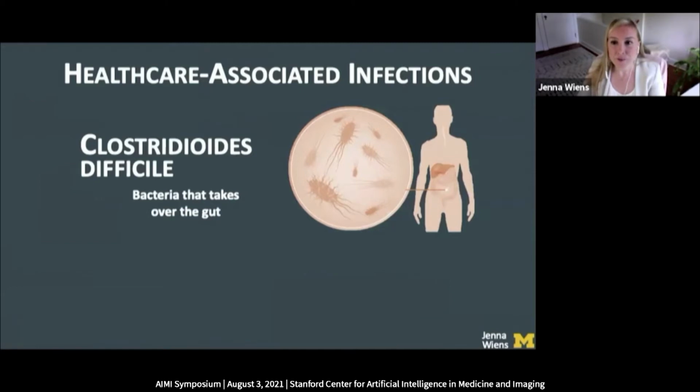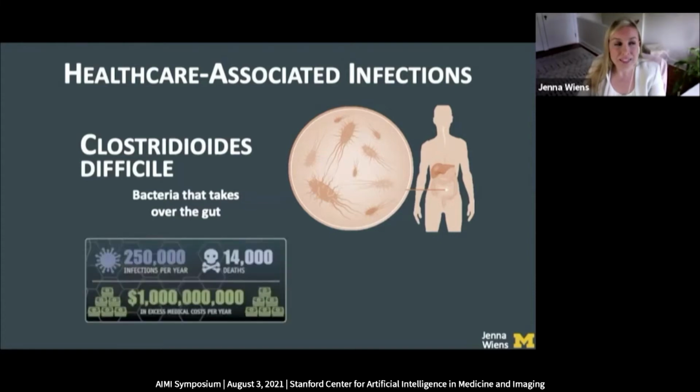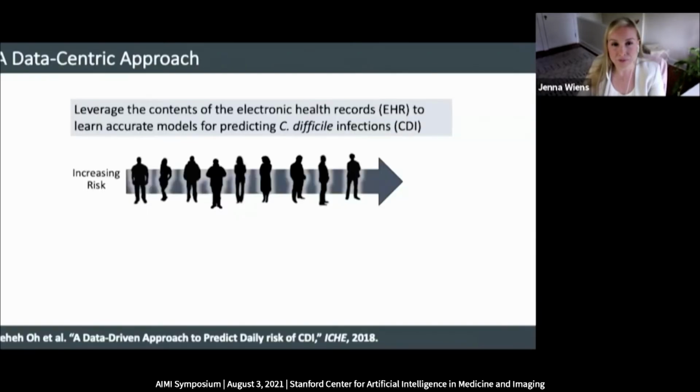Healthcare-associated infections are one of the top contributors to death in the US, and Clostridioides difficile, the most common type of healthcare-associated infection, is a type of bacteria that takes over the gut when normal flora get wiped out. It can lead to colitis and death, and is associated with excess medical costs of billions of dollars per year. And we hypothesize that one of the reasons these types of infections remain so stubbornly prevalent is because we lack an effective tool for measuring patient risk.